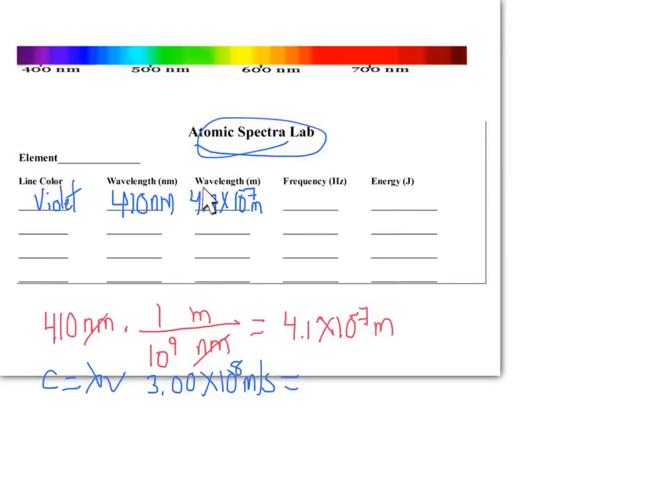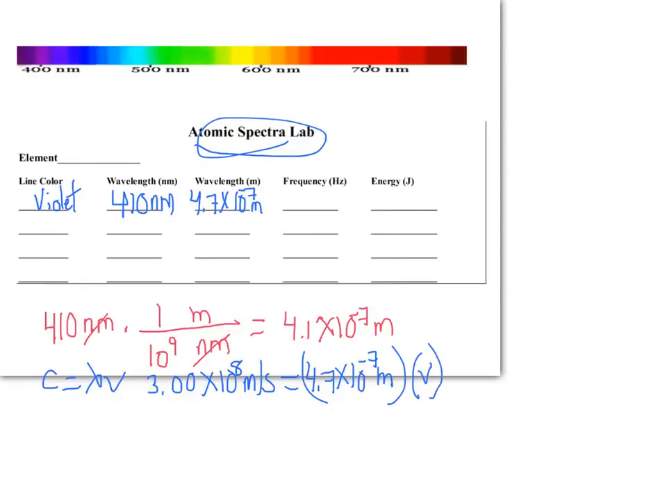So which wavelength would I use? Would I use the nanometers or would I use the meters? In this case, you would want to use the meters. The reason is because the speed of light is in meters per second, so that your meters cancel, and you get hertz, which are your correct units. So I'm going to plug in the value for the wavelength in meters, 4.1 times 10 to the negative 7th meters.